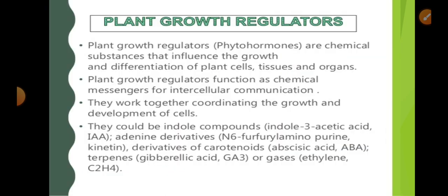Plant growth regulators are chemical substances that influence the growth and differentiation of plant cells, tissues, and organs. They function as chemical messengers for intracellular communication. They work together, coordinating the growth and development of cells. They could be indole compounds, adenine derivatives, derivatives of carotenoids or terpenes, or gases.